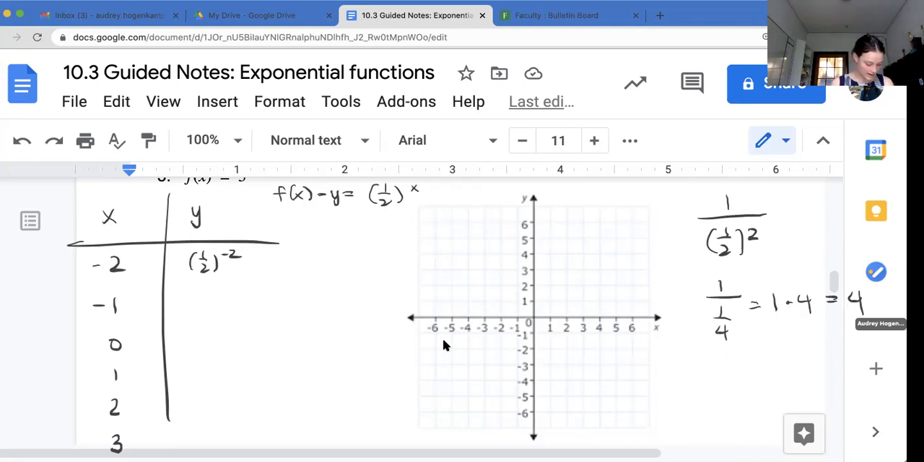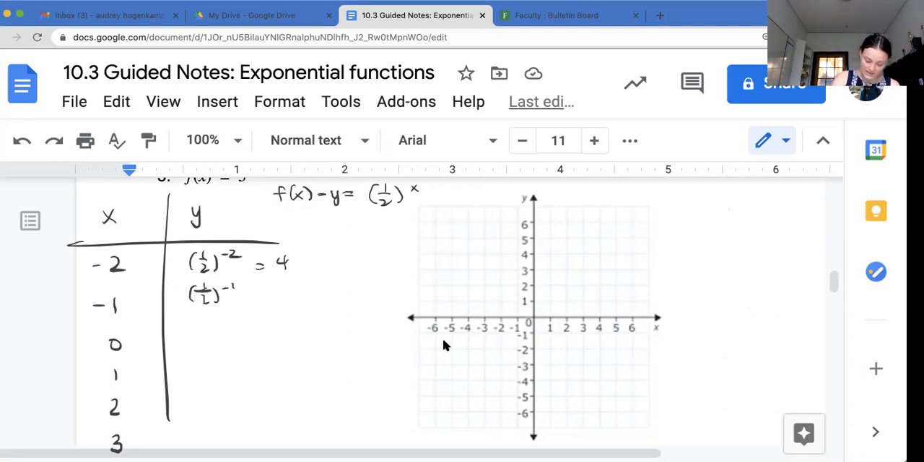So our -2 point is going to be -2, 4. Then we have 1/2 to the -1. So we're going to do the same thing, right? We want to make our exponent positive, so we're going to toss that 1/2 in the denominator. So we're going to get 1 over 1/2. And then we know that this is 1 divided by 1/2, and dividing is the same thing as multiplying by the reciprocal. So that's going to be 1 times 2 over 1, which is equal to 2.